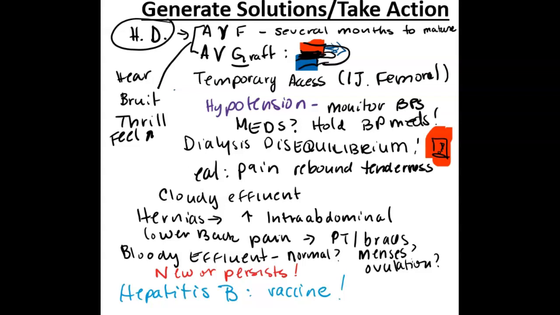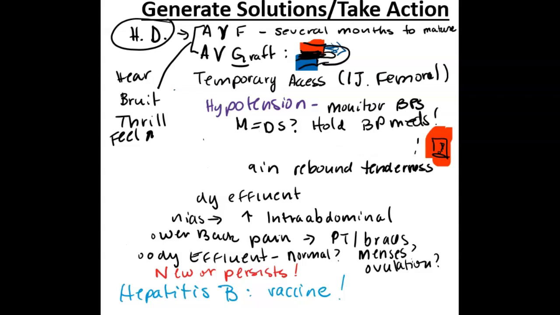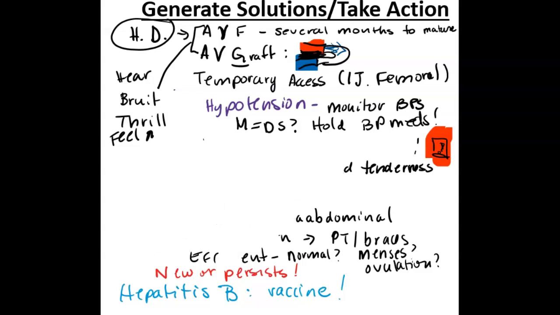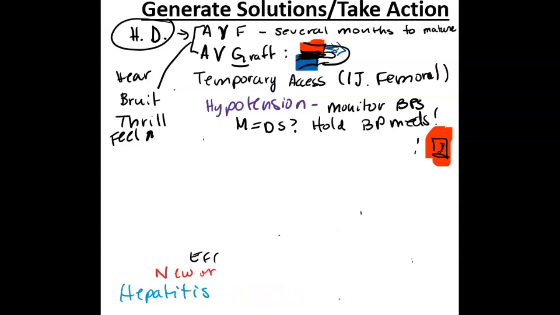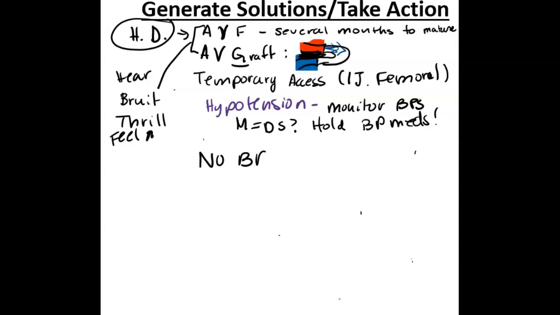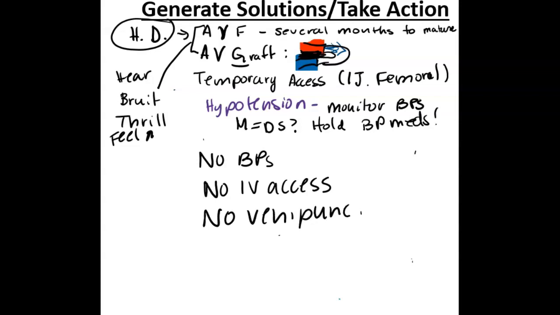All right, I want to take just a moment to really talk about the care of the patient with an AV graft as well. This is under nursing care. And you probably already know this, because you guys are so smart, but I'm just going to write it down so that there's no problem, right? No BPs, no IV access, no venipuncture in the affected side.